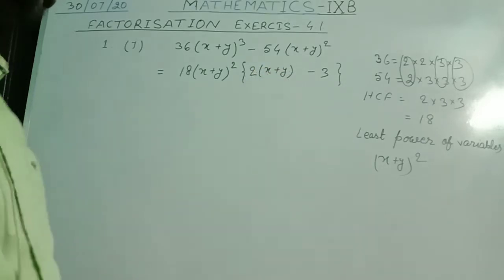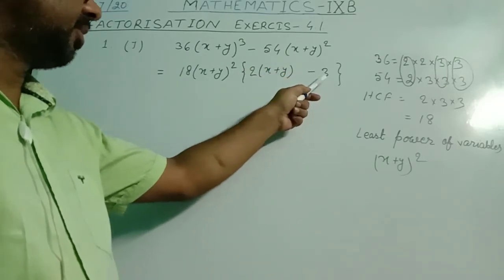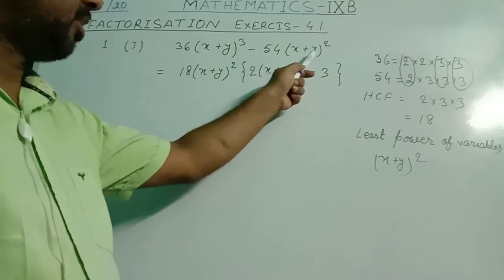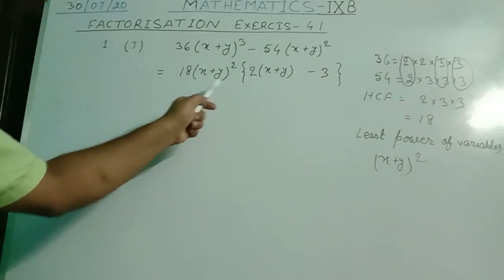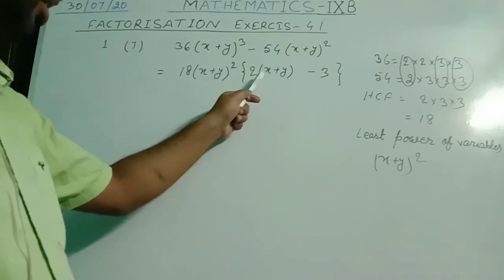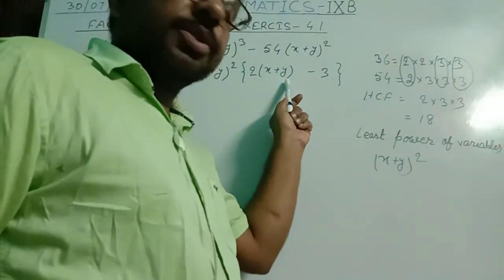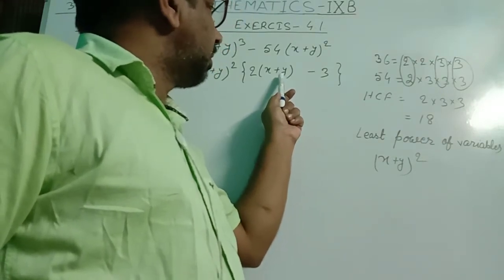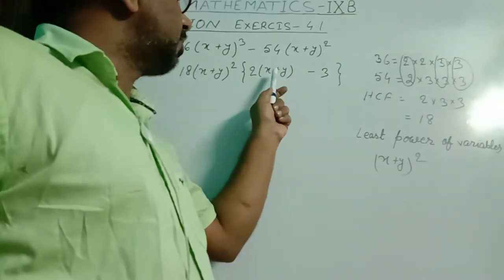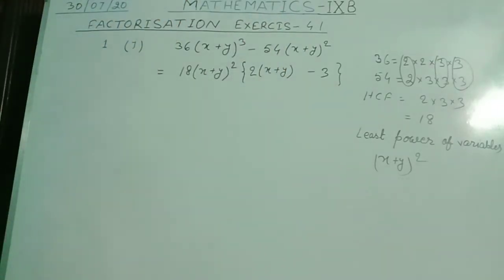Minus, in the second term what is left? 18 threes are 54, so 3 is left; I divided 54 by 18, and 3 comes here with the minus sign, and (x+y)^2 is already taken common. Our answer became 18(x+y)^2 into (2(x+y) minus 3). Take care: in the book the answer is given as 2y, so if you write 2y then write 2x plus 2y; otherwise let the 2 remain outside, as 2 into (x+y) minus 3. This became the answer.